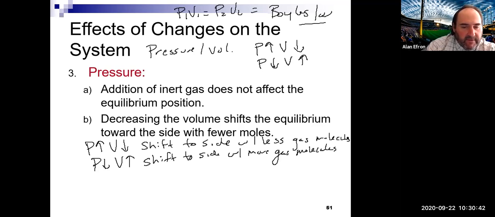And again, obviously, if you understand the relationship between pressure and volume, that's a good way. So if they say the pressure went up, you know that the volume went down, smaller area, less gas molecules. Pressure went down, volume goes up, more gas molecules to fill it. And again, that's just the simplest way to think about it and figure it out. Question on pressure and volume?